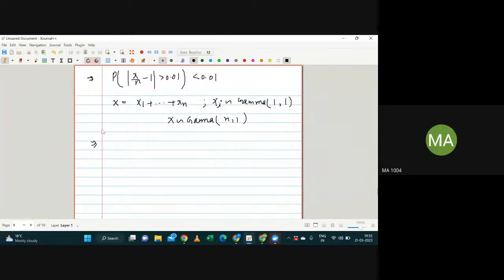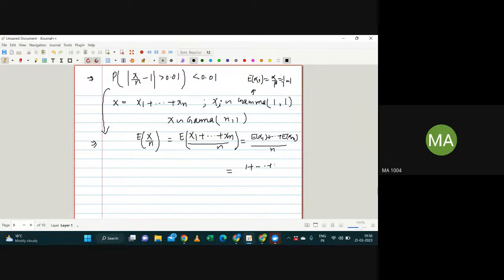So let's say, what is the expected value of x by n? We have to find it because we have to subtract the mean and divide by the standard deviation. The expected value of x by n is the expected value of x1 plus so on plus xn, divided by n. What is the expectation of each xi here? Alpha by beta, so 1 by 1 is 1. So it will be 1 plus so on, n times, divided by n, which is n by n, which is 1. So we got the expected value of x by n as 1.